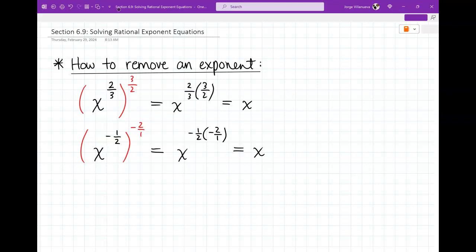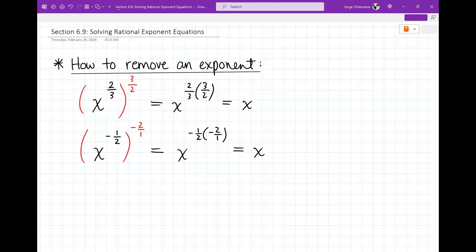Now, I know people will ask me, well, do I have to show the step of the multiplication if I already know that if I multiply something times its reciprocal, it's going to cancel out? No, you don't. You don't have to show this step right here. Unnecessary if you don't want to. Just know, okay, if I do this, it's going to make it go away.